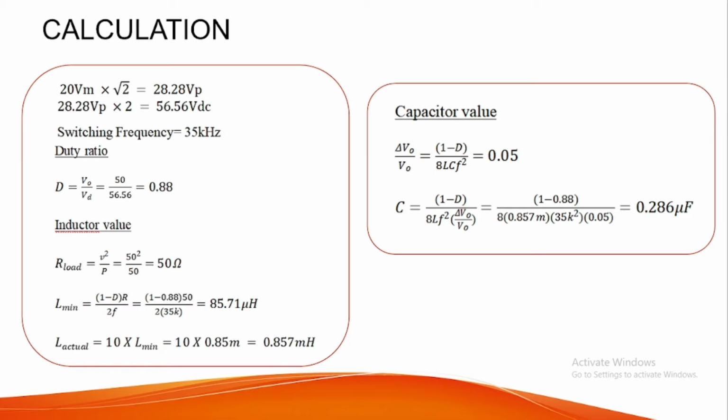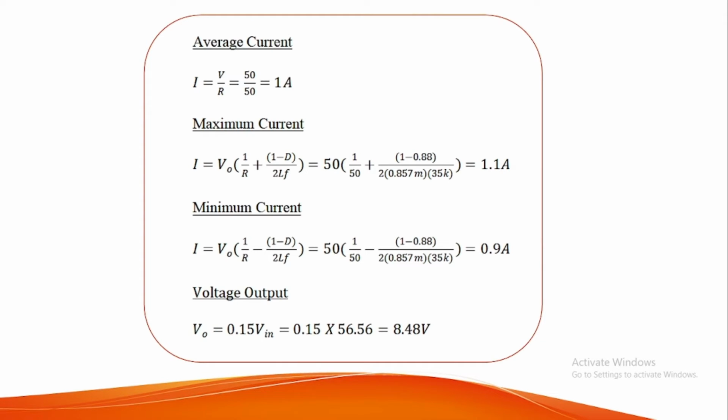For capacitor value, the ripple value that was given is 0.05. The formula for the capacitor is 1 minus D over 8Lf squared times the voltage ripple, which is 0.286 micro. For average current, I is equal to V over R, which is 1 ampere. The maximum current is V out times 1 over R plus 1 minus D over 2Lf, which is 1.1 ampere. For minimum current, V out times 1 over R minus 1 minus D over 2Lf, which is 0.9 ampere. For voltage output, V out is equal to 0.15 V, which is 8.48 volts.